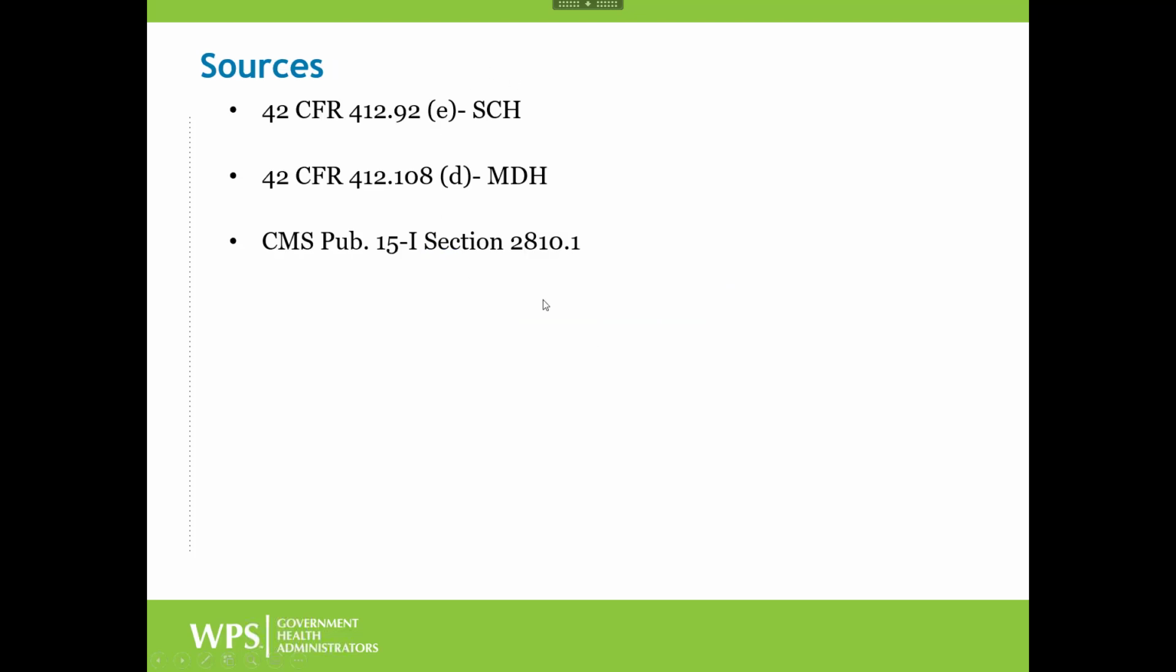Now the sources we're going to look at are two different regulations, although they're extremely similar. One is for the SCH specifically, the sole community hospital. The other is for the MDH, Medicare Dependent Hospital. Again, the verbiage is virtually the same. The underlying requirements are the same. And then we get a little bit more detail in the CMS policy manual at Pub 15.1, Section 2810.1. So we'll talk about all three of those.